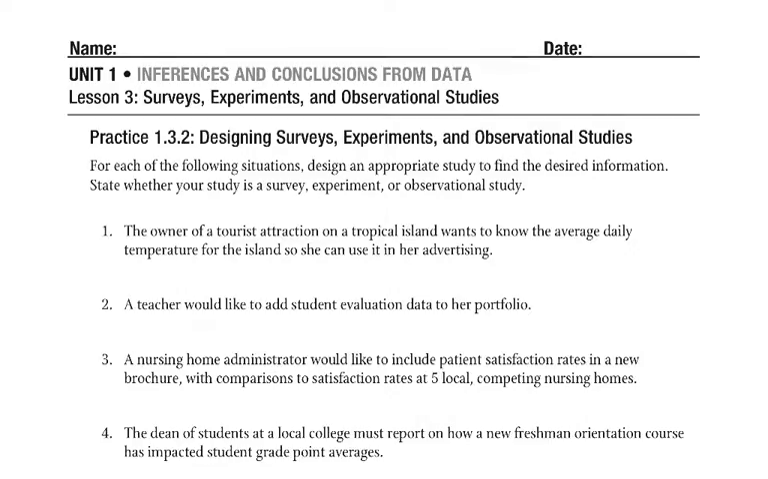Alright, Math 3, Unit 1, Lesson Practice 1.3.2, Designing Surveys, Experiments, and Observational Studies. So number 1, instructions first. For each of the following situations, design an appropriate study to find the desired information. State whether your study is a survey, experiment, or observational study. So the owner of a tourist attraction on a tropical island wants to know the average daily temperature for the island so she can use it in her advertising.